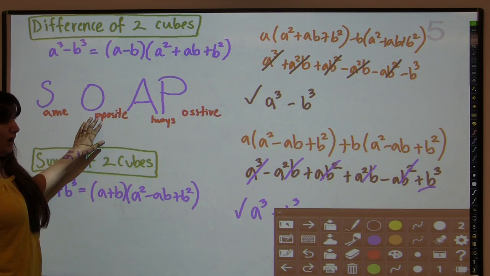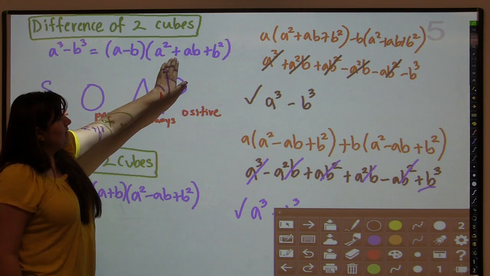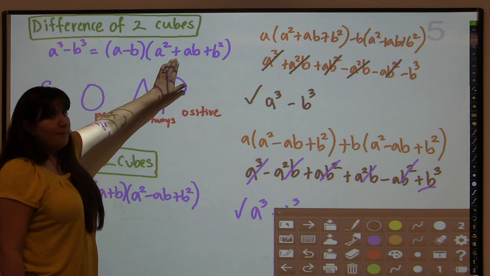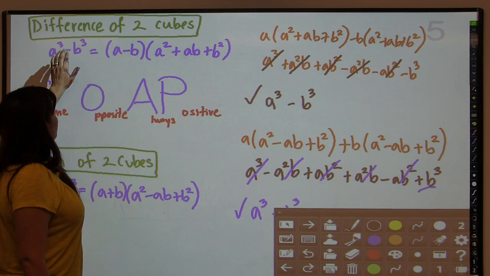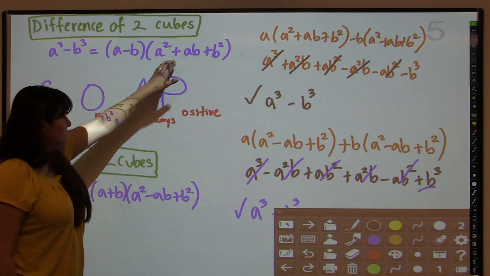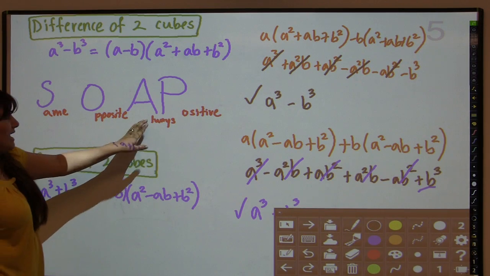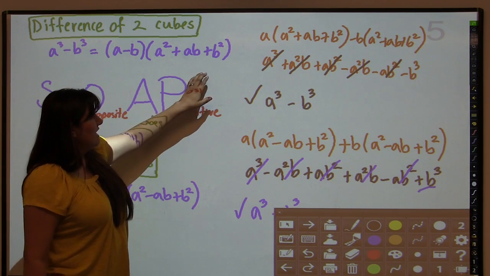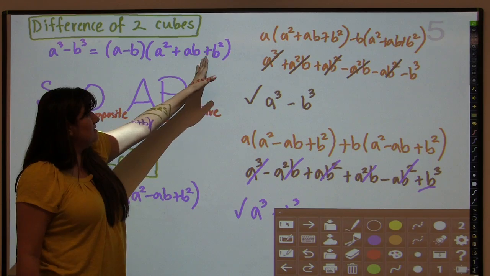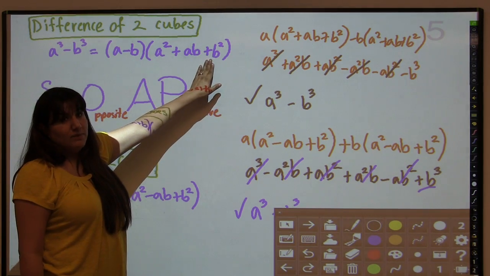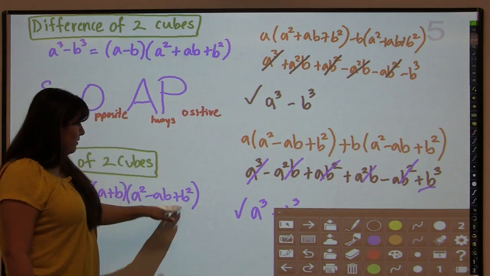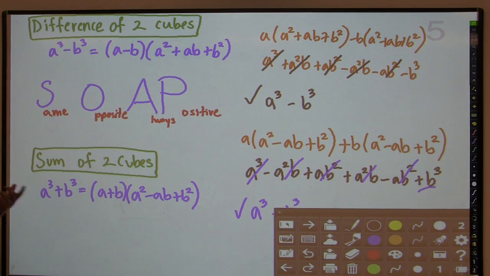The O stands for opposite. So when you get to the second symbol, it's going to be the opposite of what it is here. So if this is a minus, the opposite is a plus. If this is a plus, the opposite is a minus. And then the last one, the AP, tells you that it's always going to be a positive b squared. So this last symbol will always be positive. So it'll always be plus b squared. So it's just a nice way to remember that.